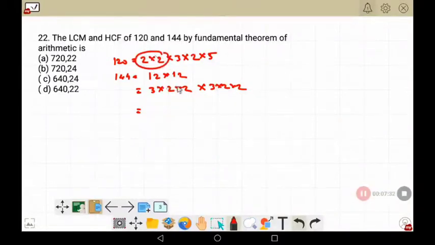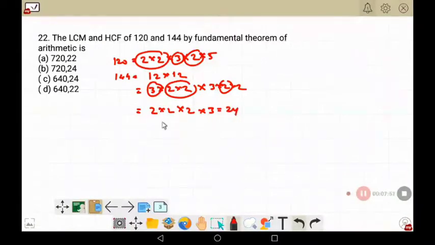So what is the HCF? Here is a pair of 2 into 2, here is a pair of 2 into 2. That is 2 into 2. Here is a pair of 2, here is a pair of 2, here you have 3, here you have 3. So 2 into 2 into 2 into 3 is 24, the HCF.